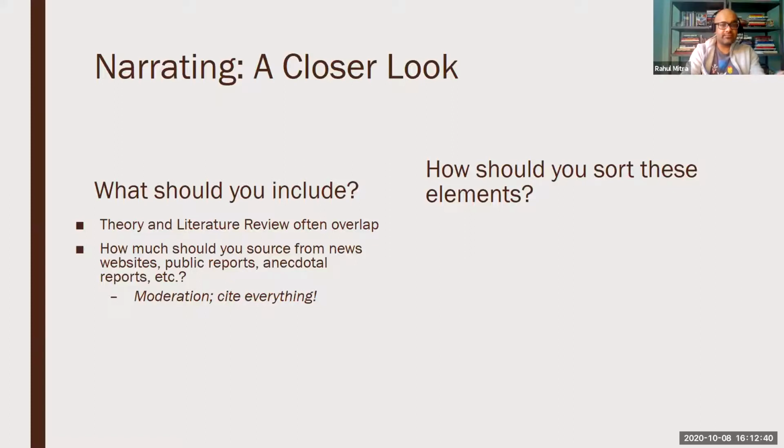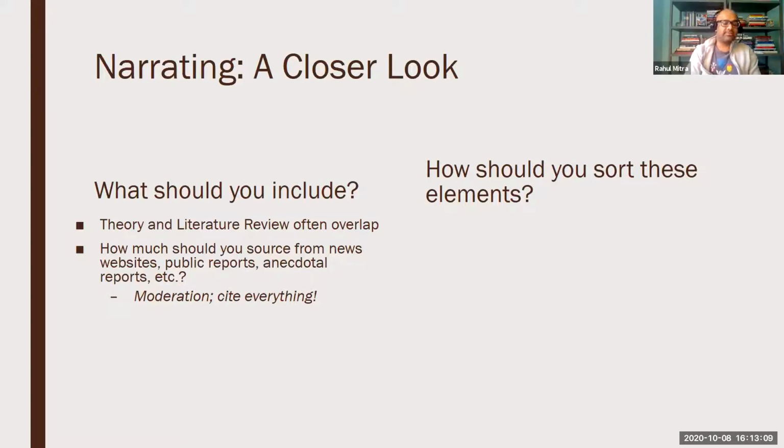Now, the next important thing about content is how much should you include? Do you include 1 article, 50 articles, 100 articles? What do you include? And moreover, how much should you source from news websites, public reports, anecdotal reports, things which are not necessarily considered scholarly journals? My personal suggestion is moderation is good.